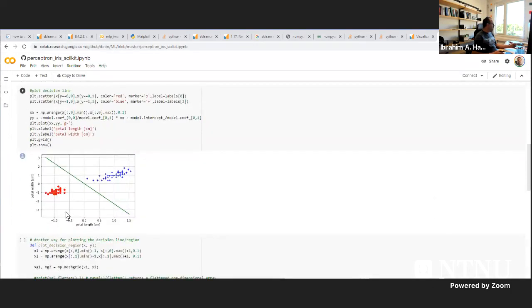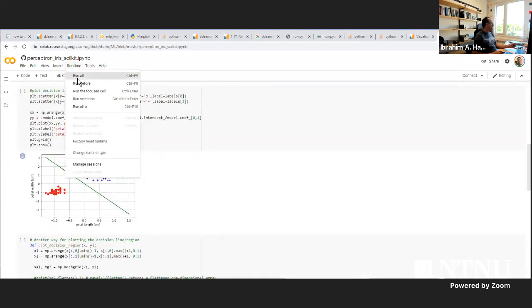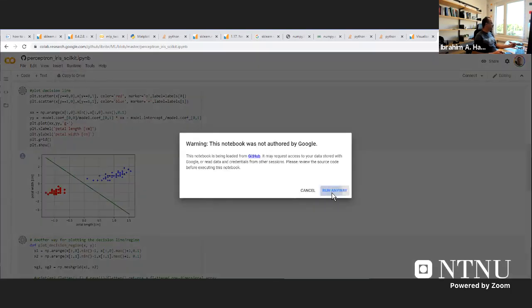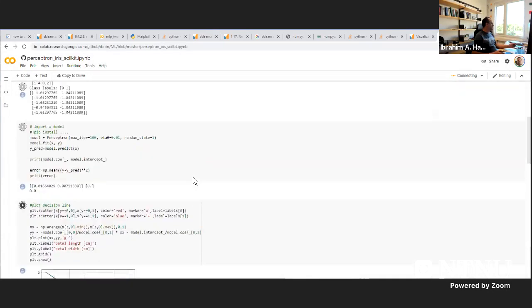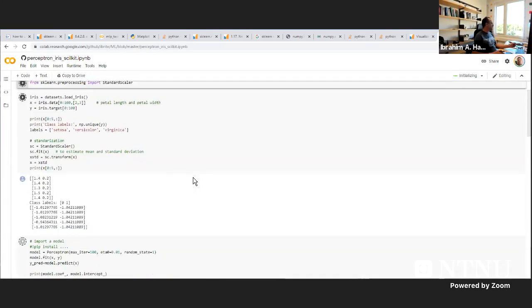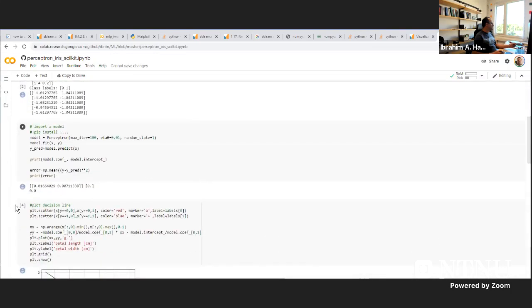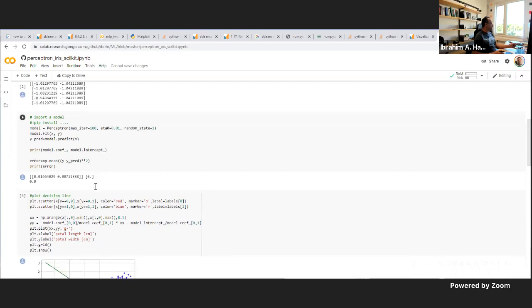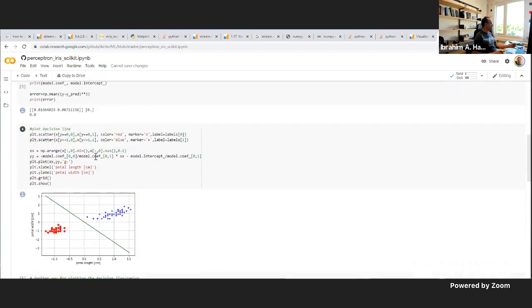Okay. So finally, I will run my code. So those are the weights of my model. This is omega 1 and this is omega 2. This is the perceptron, the intercept on the y-axis, and this is the decision line.